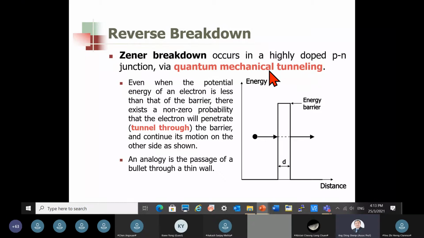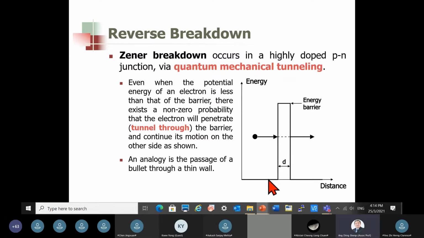Quantum mechanical tunneling is a phenomenon whereby an electron wave function can penetrate a potential barrier, and the electron wave function can therefore exist on the other side of the potential barrier. Now, to illustrate this concept, you can refer to this diagram on the right. The vertical axis is the potential energy axis. The horizontal axis is the distance axis. So imagine there is an electron that is moving from left to right like this.